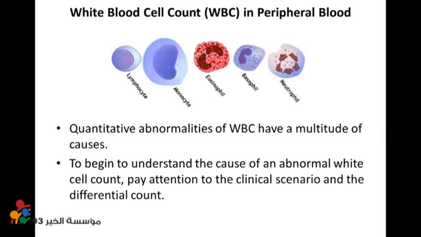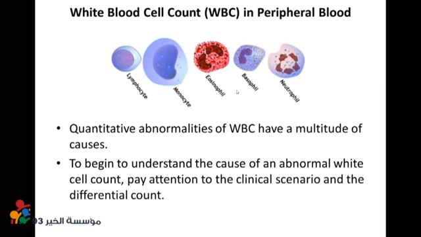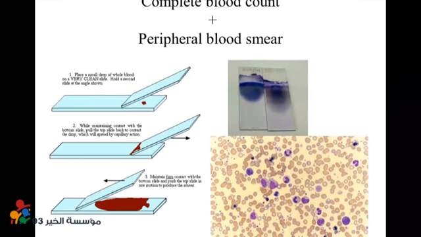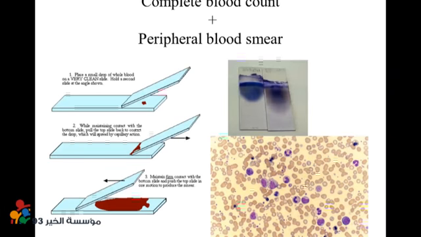So for white blood cells in the peripheral blood, the first step we already addressed is the quantitative. You look quantitatively: are they normal or not? Once we know they are decreased or increased, I try to look at the qualitative, where we need to understand the cause of the abnormal white blood cell presentation and pay attention to the clinical scenario and the differential count. At this point, once you get anything abnormal, we take a drop of blood, put it on a slide, and smear it, and this becomes the peripheral blood smear that I look at under the microscope.